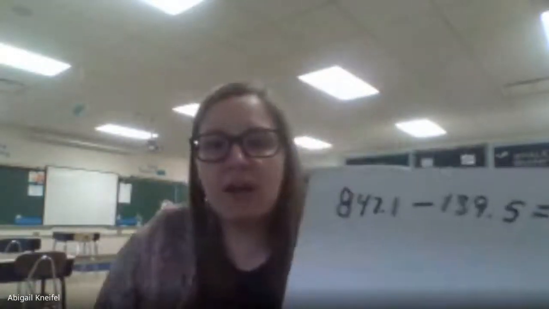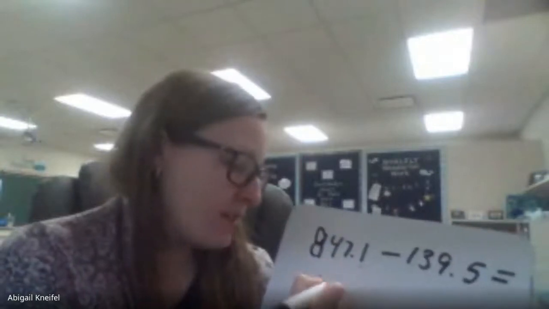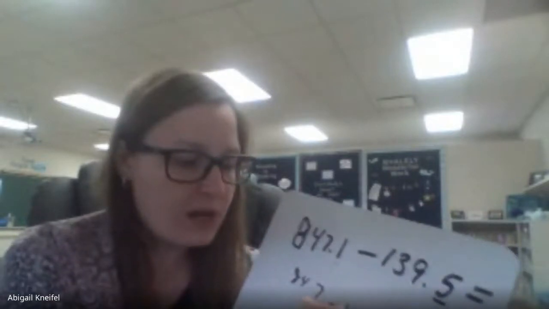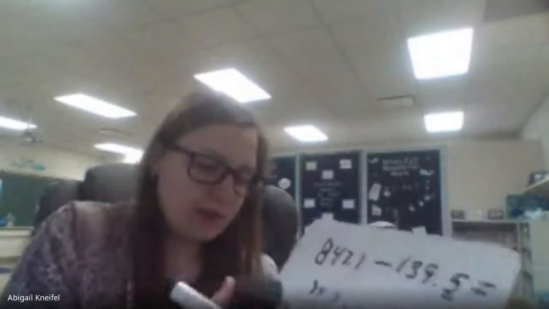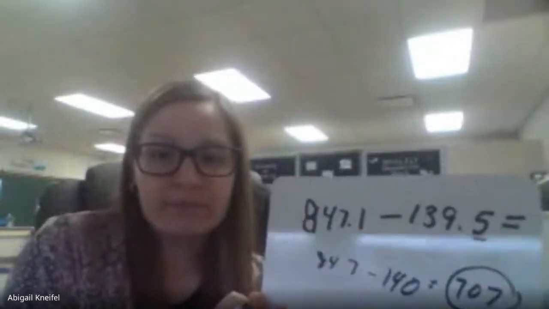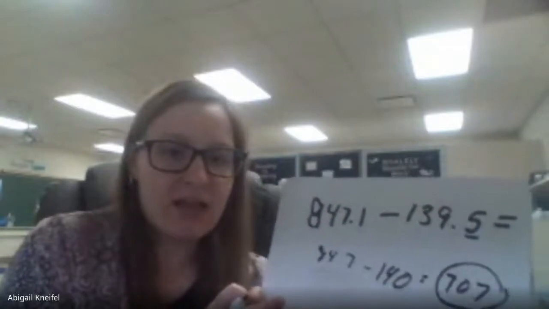All right, let's give it a try. First, we have to estimate. So, 1 is smaller than 5. So, 847 minus 139 and 5/10. This 5 is higher, so bringing it up, 140, which equals 707. Your estimation should be 707. Estimation, 707. I repeat, 707.